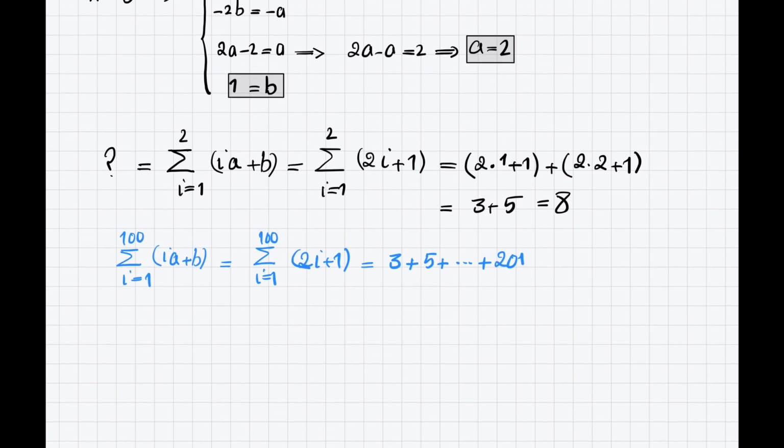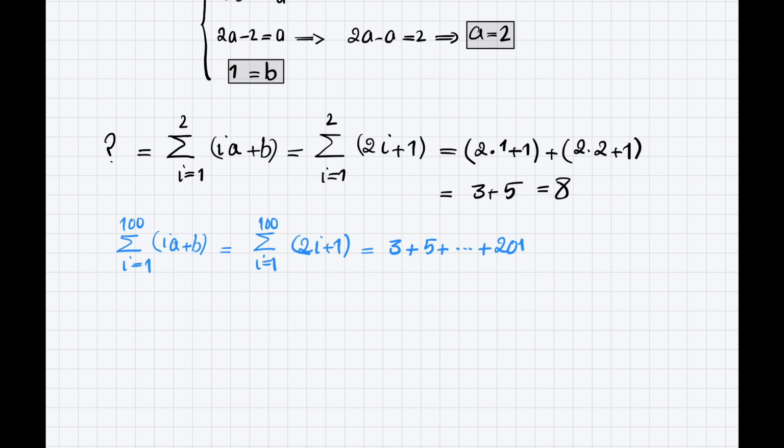And hopefully you remember the formula for the sum of an arithmetic progression. The sum of the first n terms is equal to n times the first term plus the last term, divided by 2. Here, how many terms are involved? 100 terms. The first term is 3, the last term is 201, and then divided by 2. If you calculate this, 100 divided by 2 becomes 50, times 204.